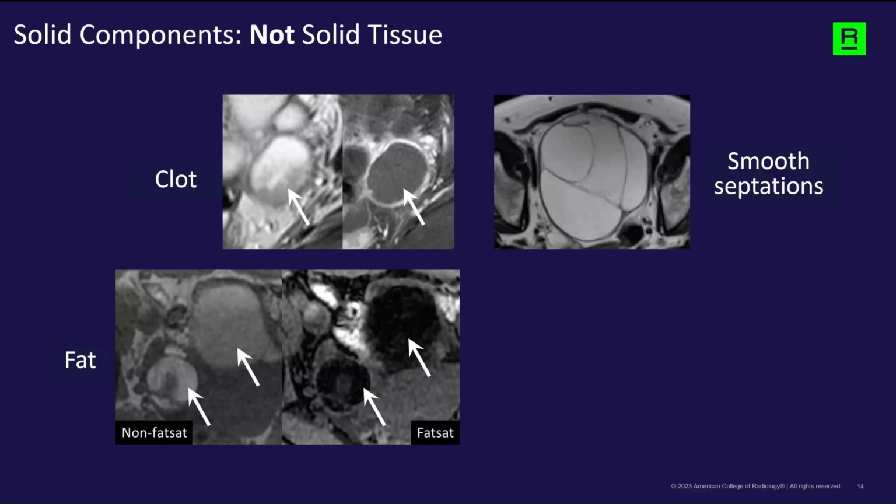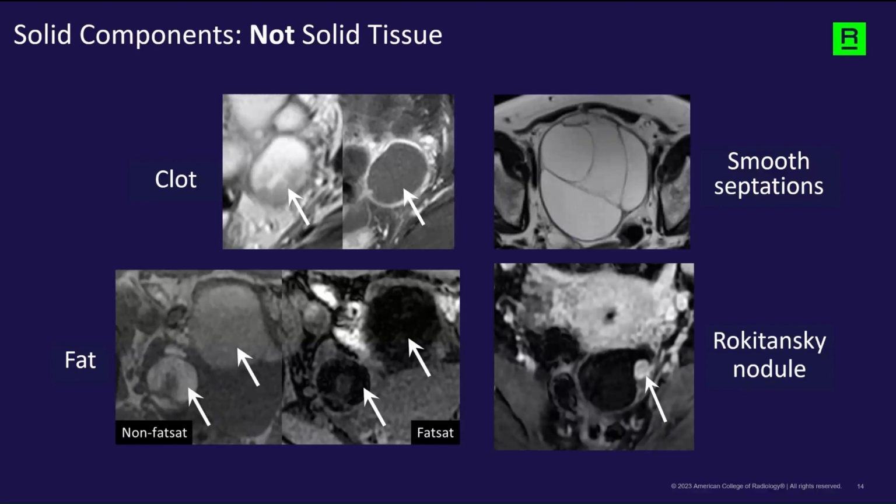In this example, we have macroscopic fat within 2 adjacent dermoid cysts. Lipid-containing material that does not enhance is also not considered solid tissue. The white arrows point to hyperintense tissue on the non-fat saturated sequence, and subsequent loss of signal in these locations on the fat-saturated sequence confirms presence of macroscopic fat in these dermoid cysts.